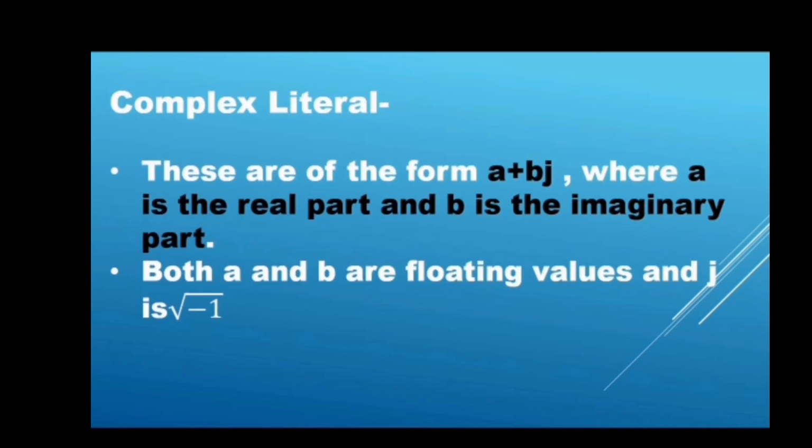Coming to another form of numeric literal, that is the complex literal. These are of the form a plus bj, where a and b are the real and imaginary parts. Both a and b can be floating point values, and j is actually the square root of minus 1.